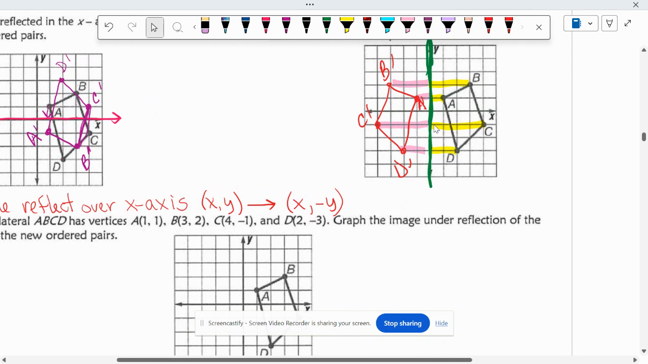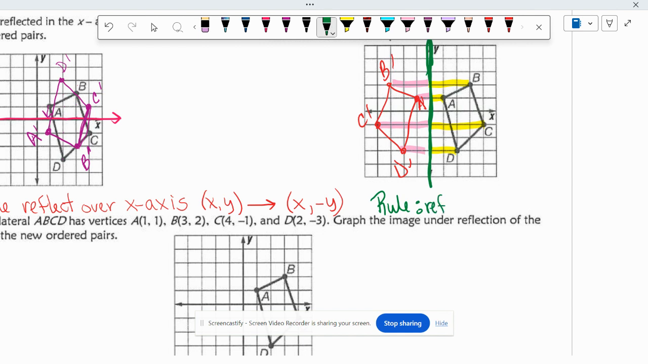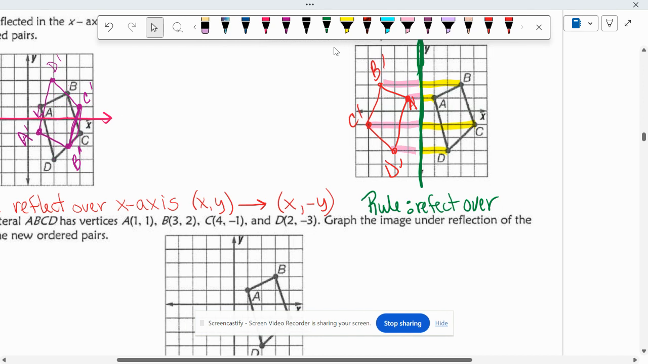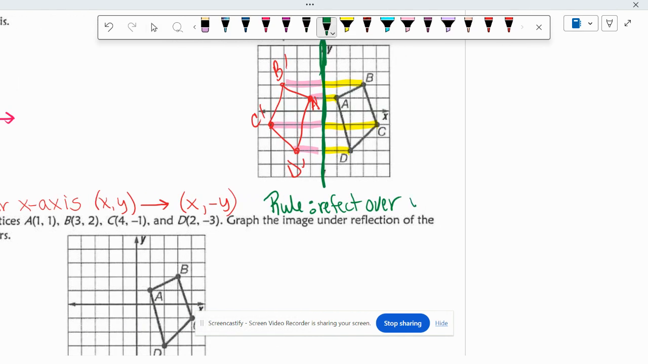Okay, let's think about the rule for when we reflect over the y-axis, which is right above. When we reflect over the y-axis, our x comma y transforms such that, so A was originally the ordered pair 1, 1, and now it's -1, 1. So it becomes the opposite of x, comma y.